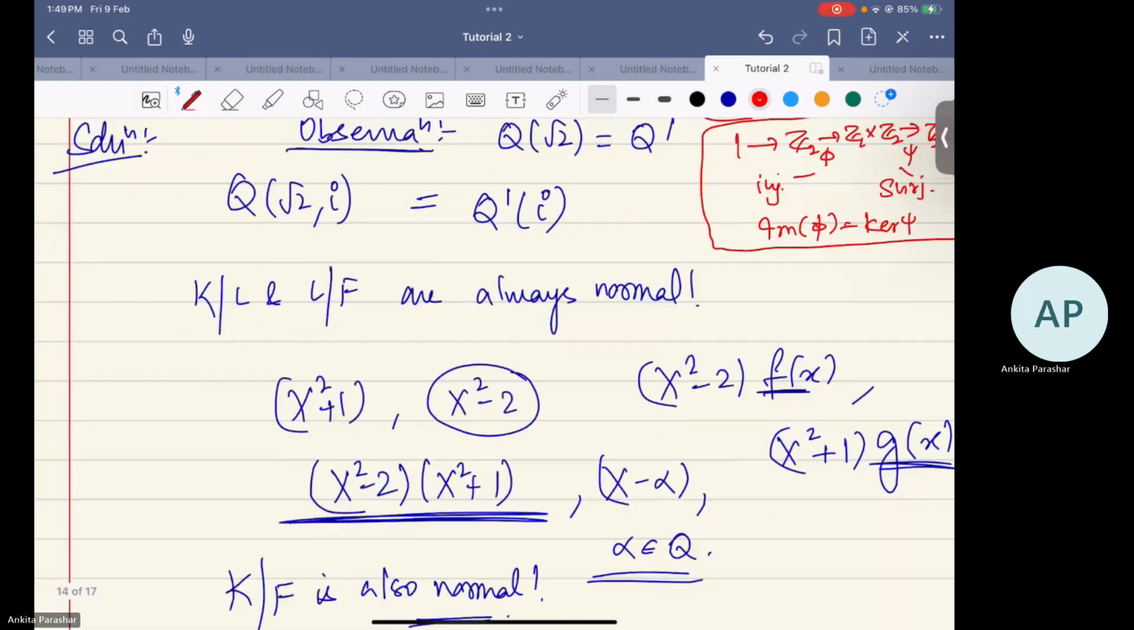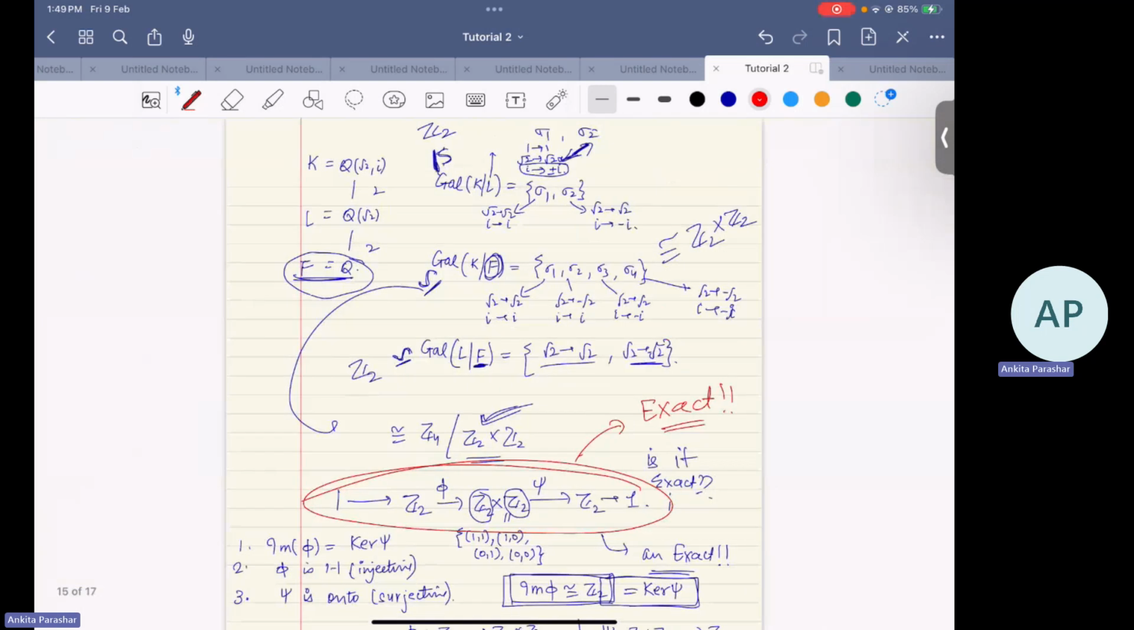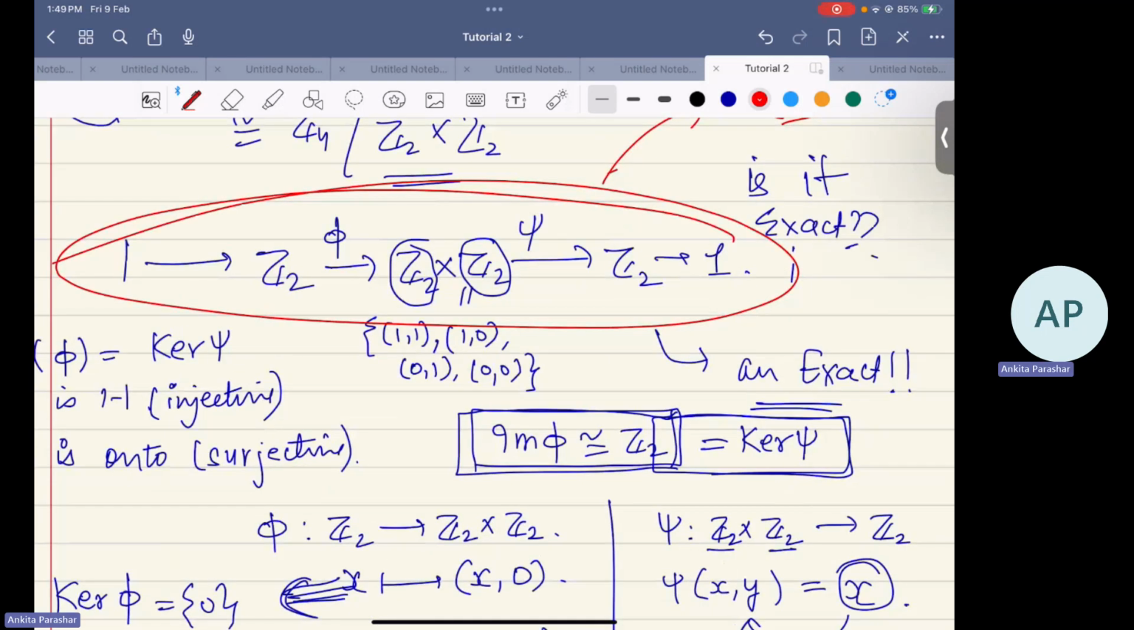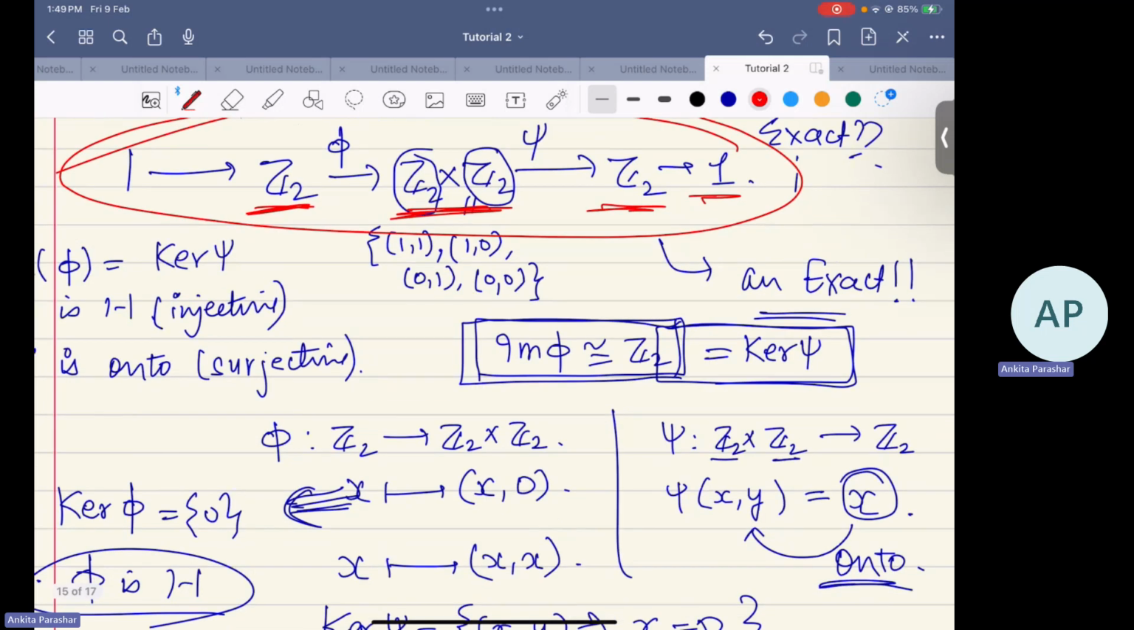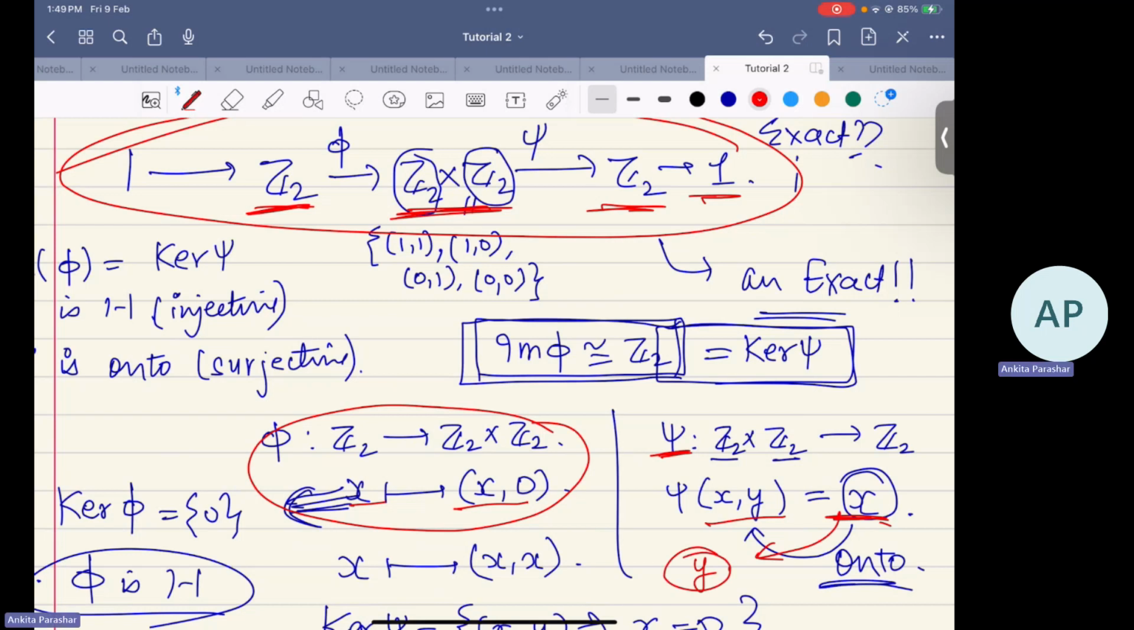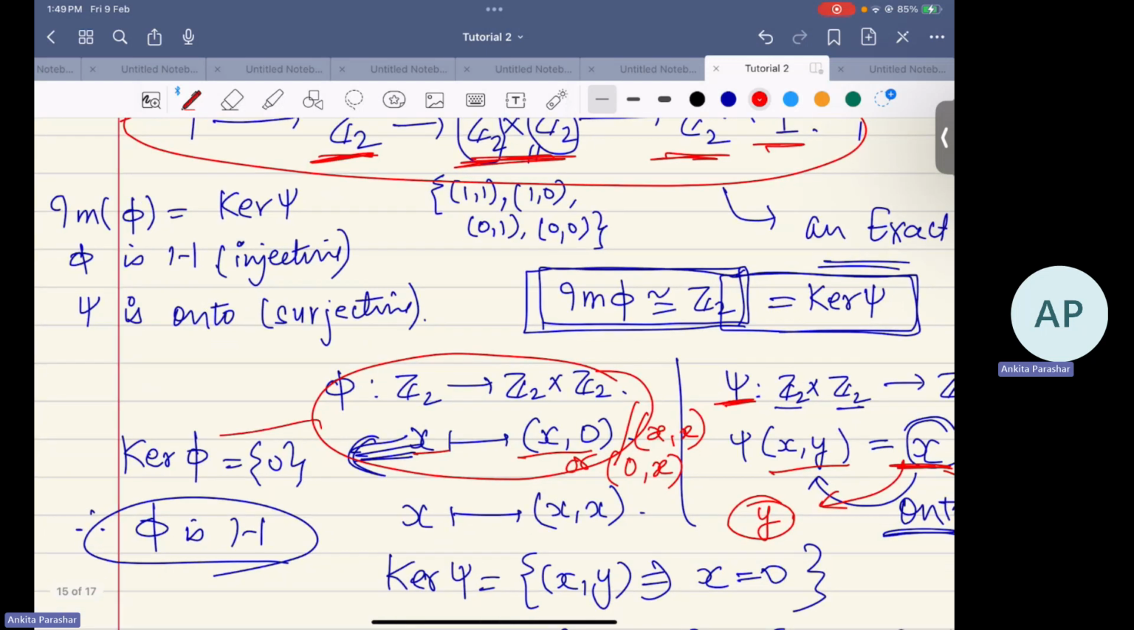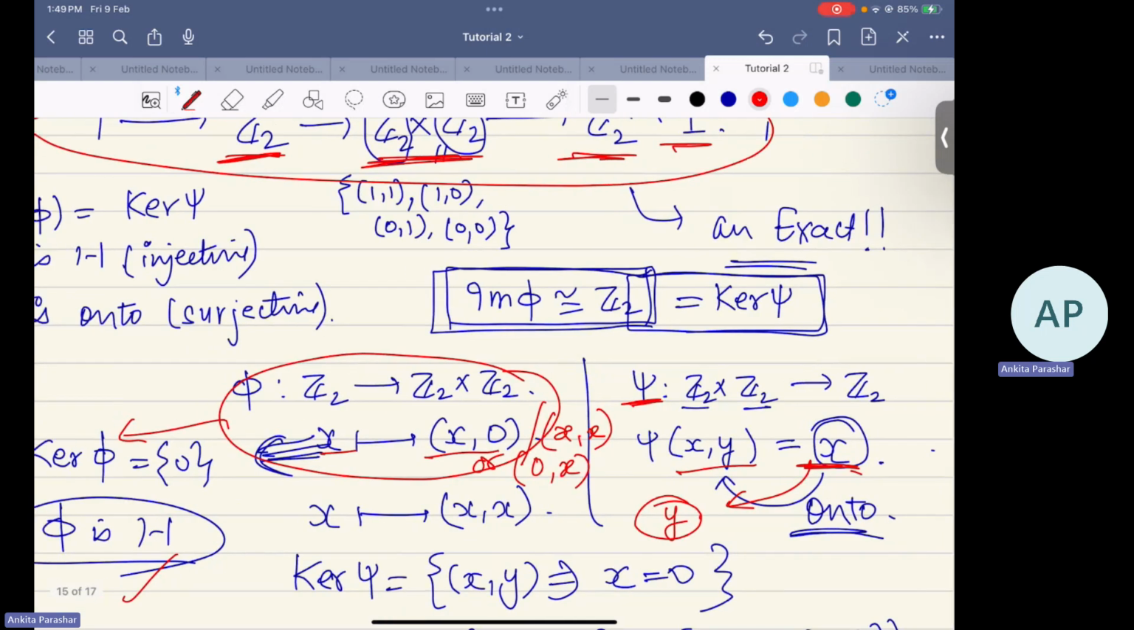So if you want to see that, let's look at this part. We will try to embed Z2 inside this, and Z2 cross Z2 we will project to Z2 to 1. How do we define phi and psi? One map we can define like this: phi takes x to (x, 0), and psi takes (x, y) to x, the first component, or you can also use the y component. Or you can define this map as (x, x), or as (0, x). There are several ways. But you can check that the kernel of phi is 0, so it is one-to-one, and the image of psi is complete Z2, so it is onto. Both things are fine.